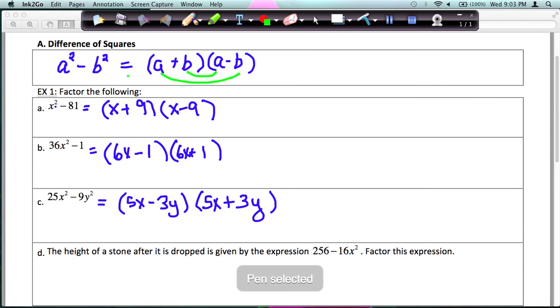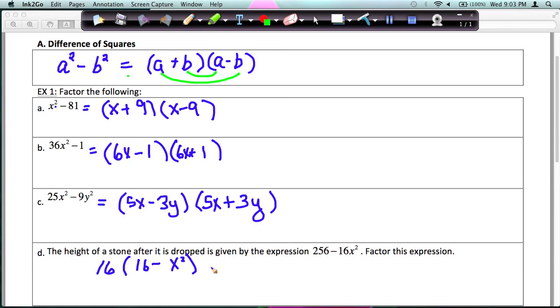So I'm going to go ahead and pull that GCF out first before I even try and factor this, because you have to do this first. So I'm going to pull out a 16. Remember, that means I'm dividing both terms by 16. So 256 divided by 16 is 16. And 16x squared divided by 16 is just x squared.